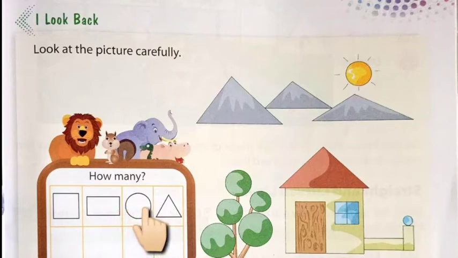Then the next shape is circles and we have to count how many circles are given in the picture. So let's count them one by one. 1, 2, 3, 4, 5, 6, 7. 7 circles are given in the picture. Then we have to take the last picture, that's a triangle, and we have to see how many triangles are given there. So let's count them one by one. 1, 2, 3, 4. There are 4 triangular shapes given in the picture.